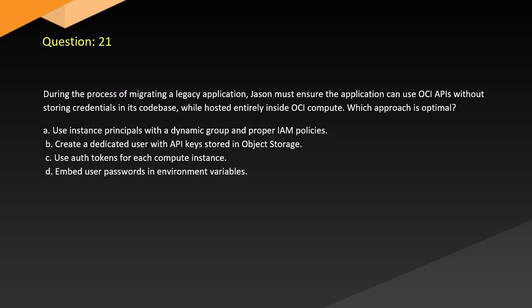Question 21. During the process of migrating a legacy application, Jason must ensure the application can use OCI APIs without storing credentials in its codebase while hosted entirely inside OCI compute. Which approach is optimal? A. Use instance principals with a dynamic group and proper IAM policies. B. Create a dedicated user with API key stored in object storage. C. Use auth tokens for each compute instance. D. Embed user passwords in environment variables.